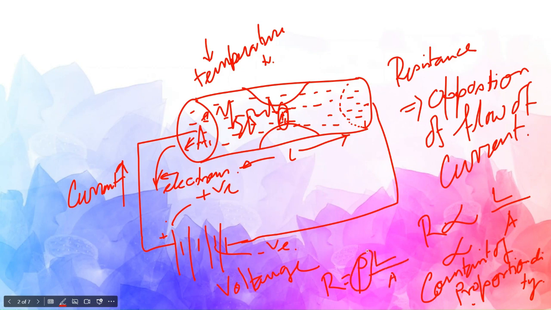Now this rho is called the constant of proportionality, and if you know what this rho is called, then let me know. Otherwise, I'm going to take this separately. What is this rho called? I hope you have understood the difference between voltage, current, and resistance, and how it works. Thank you.